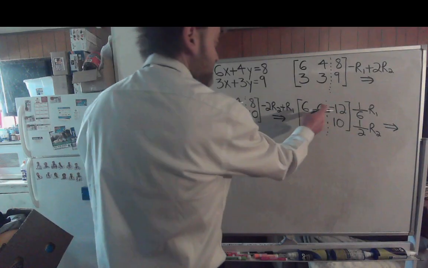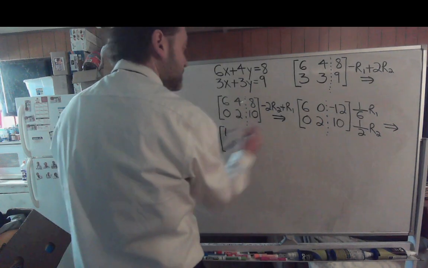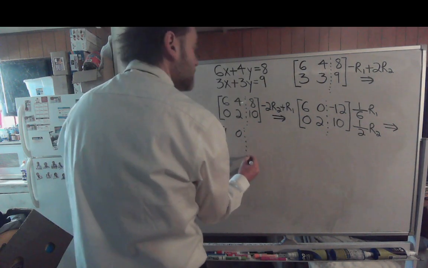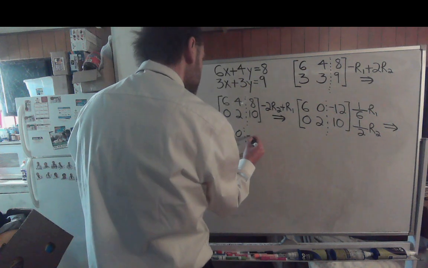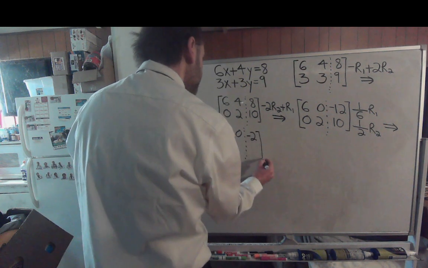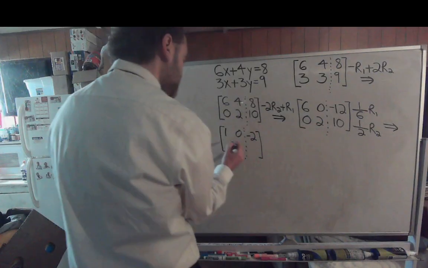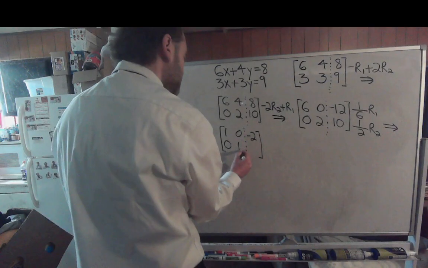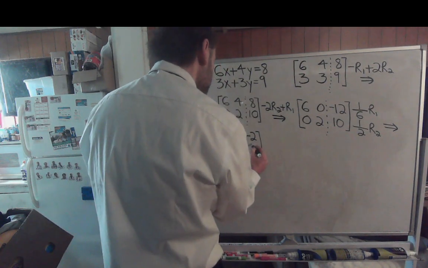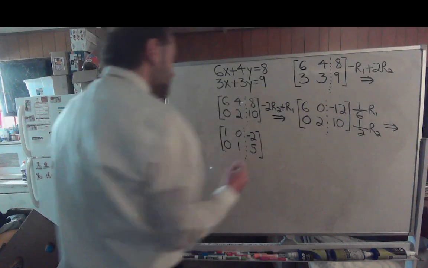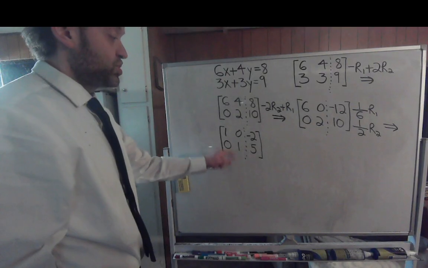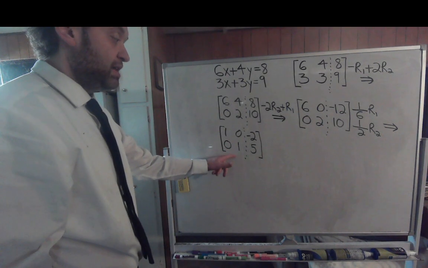So 1/6 of 6 is 1, 1/6 of 0 is still 0. 1/6 of negative 12 turns into negative 2. Alright, 1/2 of 0 is 0. 1/2 of 2 is going to be 1. 1/2 of 10 is 5. Now you have this matrix in reduced row echelon form, which is the identity matrix on the left.